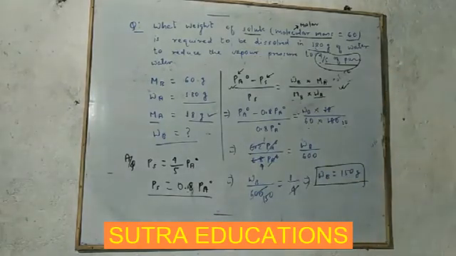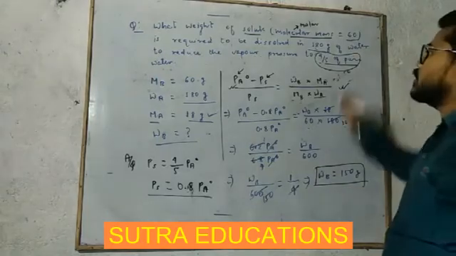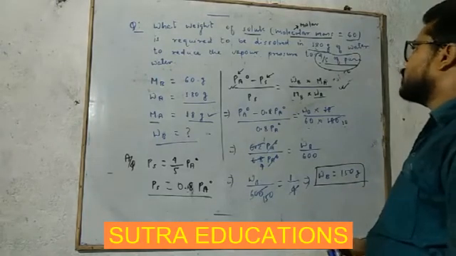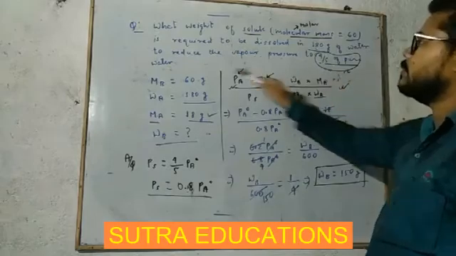Got it? So when 150 gram of solute is mixed with 180 gram of water, the vapor pressure of the solution will reduce to 4 by 5 of pure water.